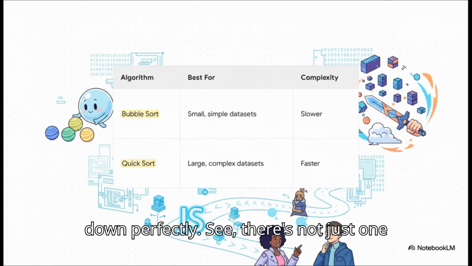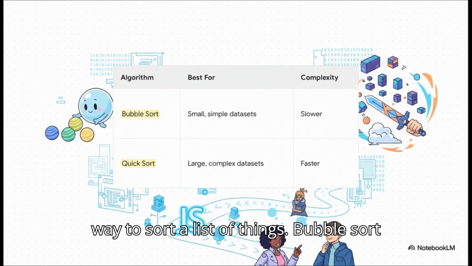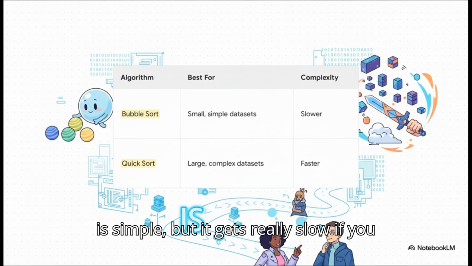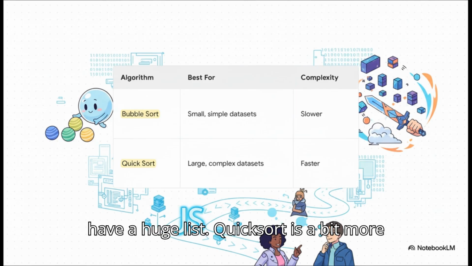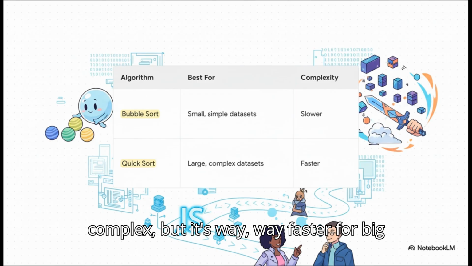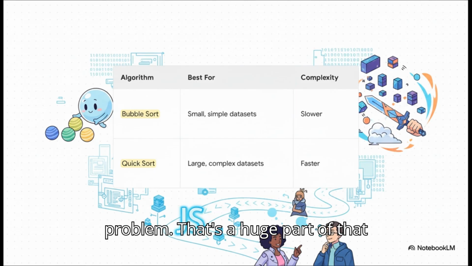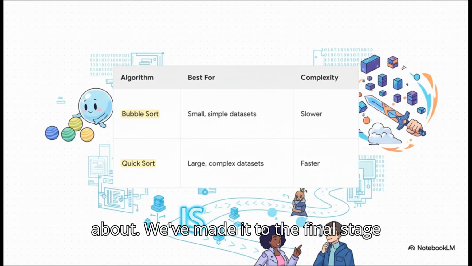And this table breaks it down perfectly. See, there's not just one way to sort a list of things. Bubble sort is simple, but it gets really slow if you have a huge list. Quick sort is a bit more complex, but it's way faster for big jobs. Knowing which tool to use for which problem, that's a huge part of that developer superpower we were talking about.